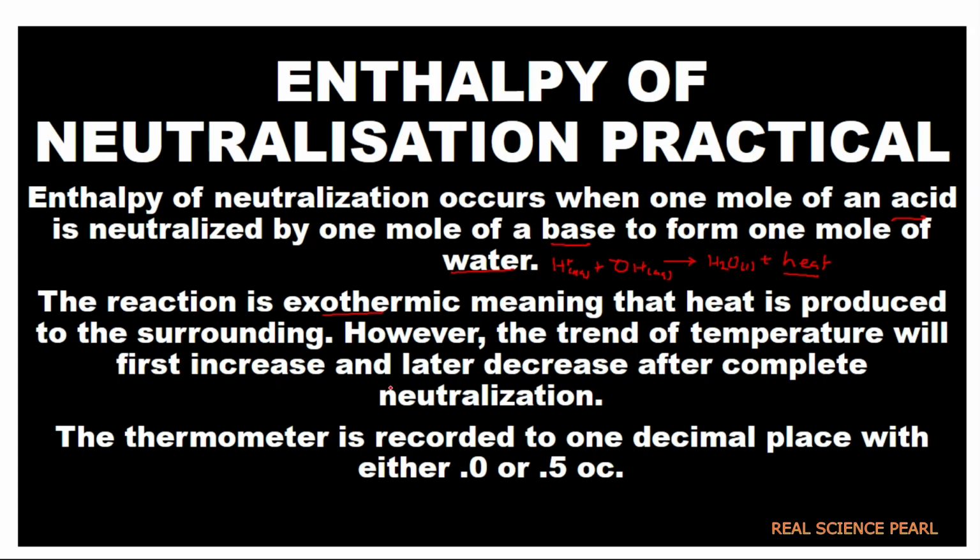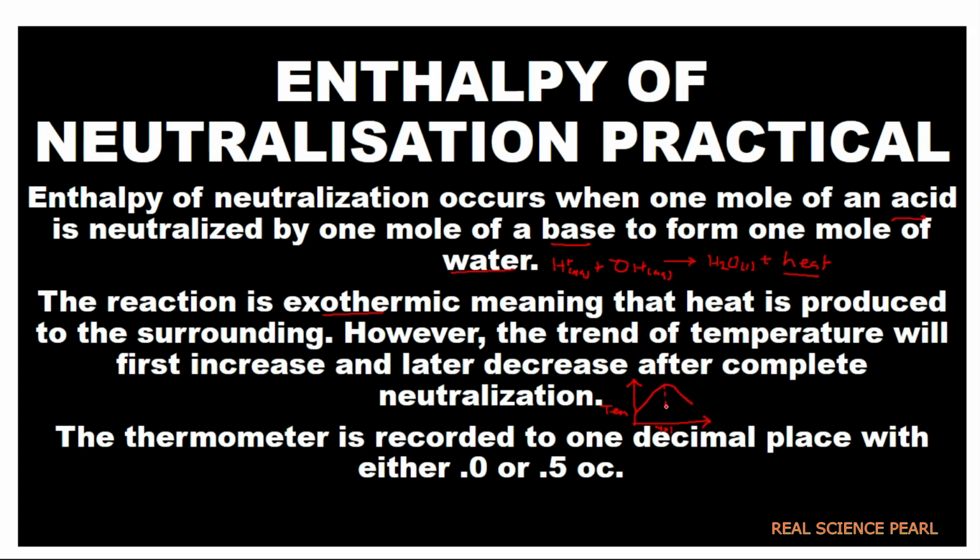Now, the temperatures that are going to be recorded in this experiment are going to follow a trend, in that if I plot temperature of the mixture against volume of either acid or base added, this is temperature, this is volume, the independent variable, I'll have an increase in the temperatures and later we shall have a decrease. Why do we have the first increase?